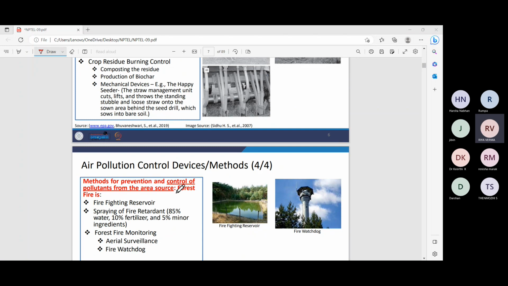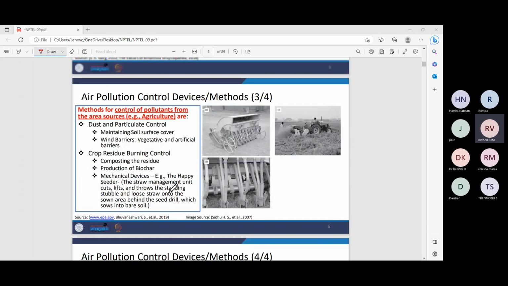Next is the spraying of fire retardant. This spray can be done on the trees so that the chances of forest fires are minimized. Then we also have forest fire monitoring systems. In that we can do aerial surveillance, and at some places we can have fire watchdogs as well. So these are the control mechanisms for different types of sources of air pollution.